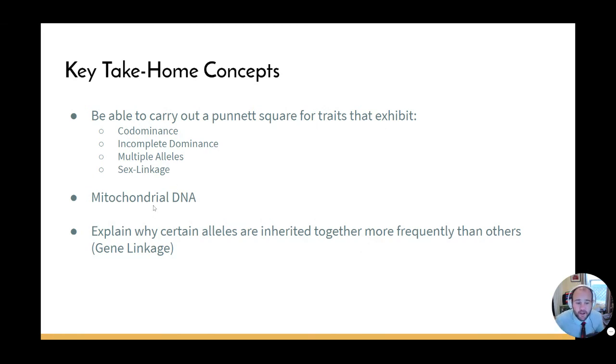You should be able to understand that mitochondrial DNA is always inherited through the mother, and it's a way to trace genetic lineage. And then finally, you should be able to explain why certain alleles are inherited together more frequently than others. So looking at gene linkage, and then looking at those offspring, being able to build one of those gene maps. So if you're having trouble with any of those concepts, come see me in asynchronous.